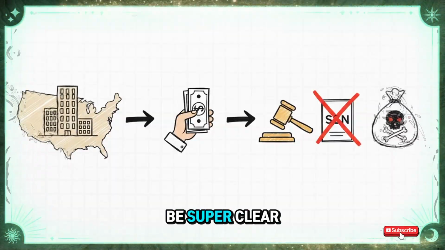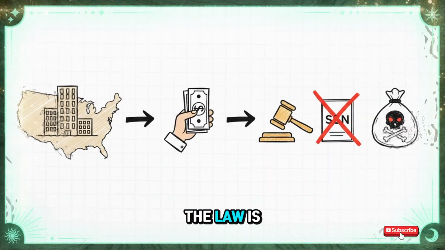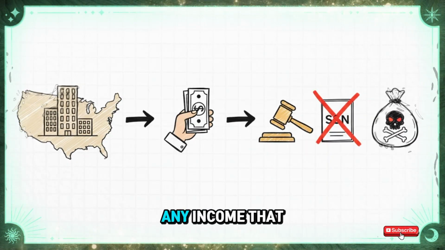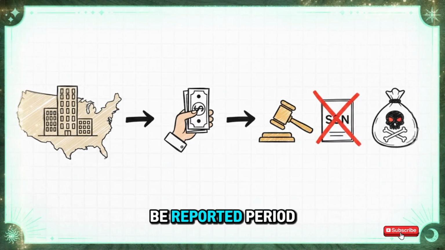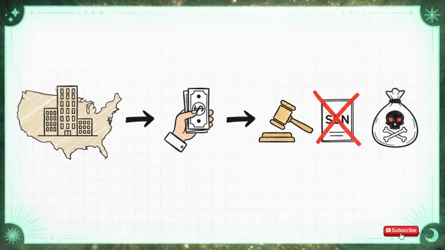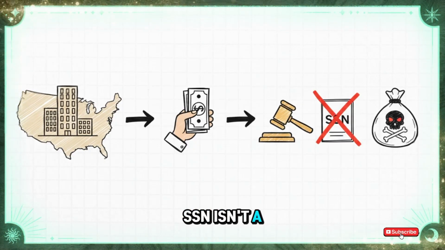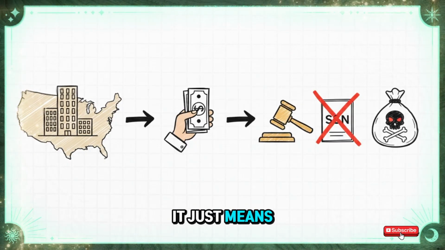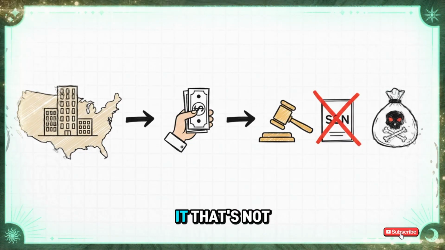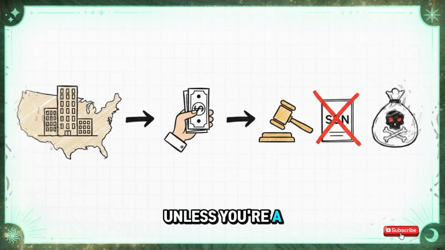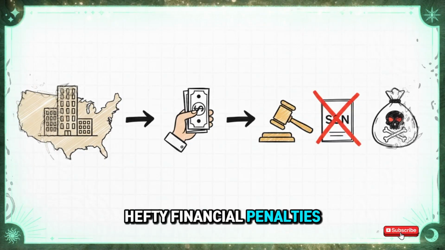Okay, so let's be super clear about this. The law is not flexible here. Any income that comes from the US, like your rental checks, has to be reported, period. Not having an SSN isn't a get-out-of-jail-free card. It just means you need a different key to unlock the system. And just ignoring it? That's not really an option, unless you're a fan of some pretty hefty financial penalties.